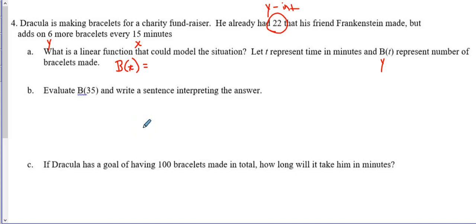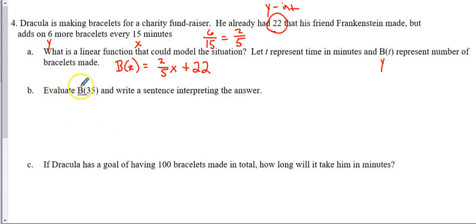We need to figure out what the slope is. The slope is the difference in y over the difference in x, or in this case, just 6 over 15, which when we simplify, divide by 3, we get 2/5. So the slope is 2/5. So my equation would be B of t equals 2/5 x plus, and then my y-intercept, plus 22, because that's what he already had made. So this is my equation for this function.